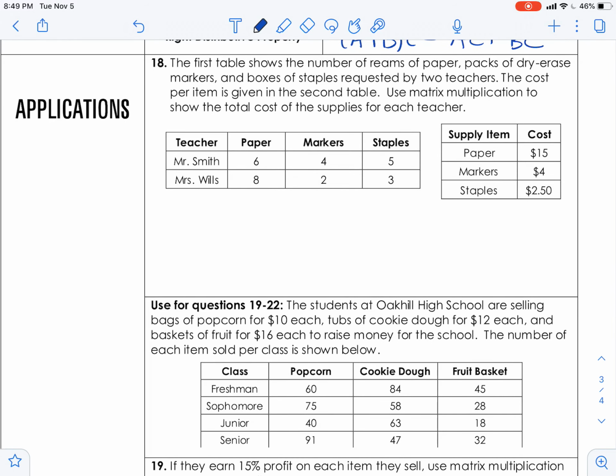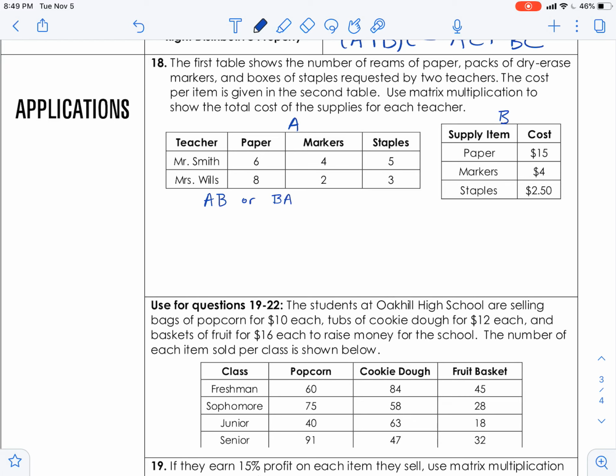It says the first table shown is the number of reams of paper, packs of dry erase markers, and boxes of staples requested by 2 teachers. The cost per item is given in the second table. Use matrix multiplication to show the total. And so the question is, let's call this A and let's call this one B. Do I need to do A times B, or do I want to do B times A?